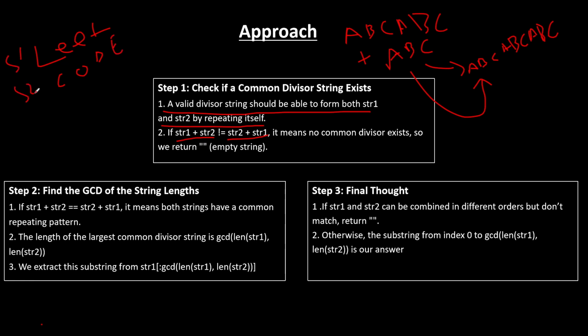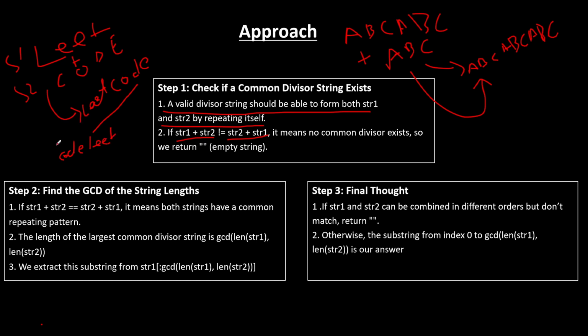S1, S2, right. So if we add this, we will get leetcode. Okay, fine. But if we do the vice versa, this is S1 plus S2, right? What will be S2 plus S1? It will be the vice versa: code plus code lead, right? So there is no common ground.